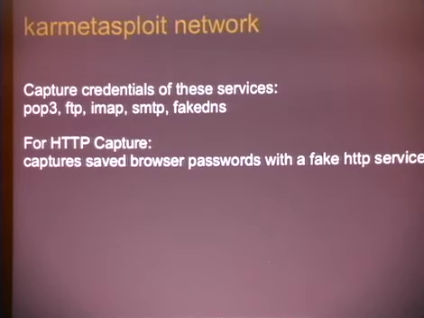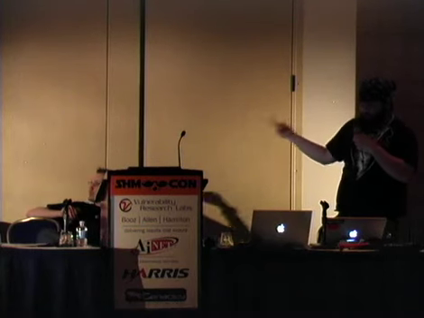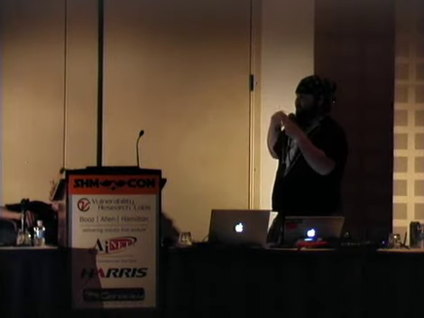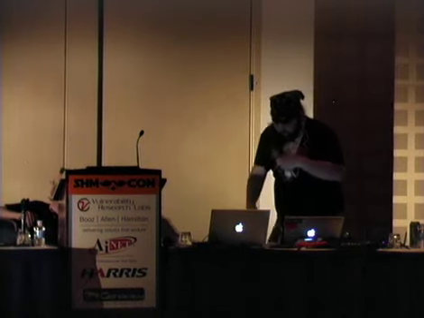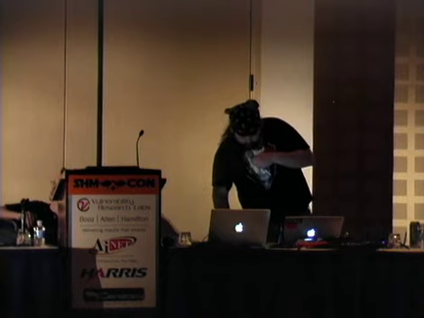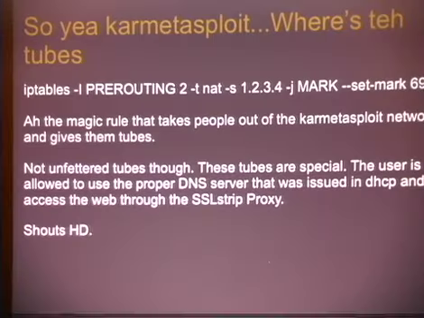So you understand the Karmetasploit HTTP capture modules, if you guys have used them? We've got the basic POP3 server, the FTP server, the IMAP server, the SMTP server, and then the fake DNS that says everyone come to us. And then, of course, HTTP capture. So this is that magic rule that will go above the redirect of mark 99 that will mark the traffic as 69 and then allow them into SSL strip.